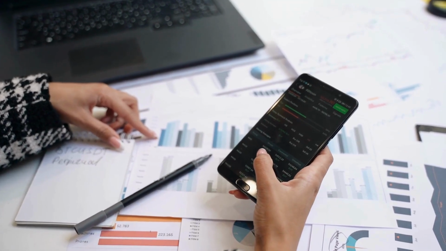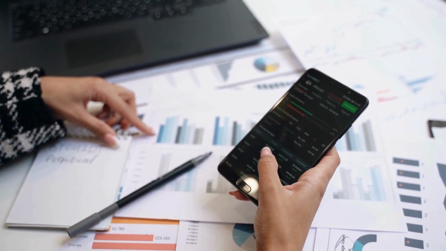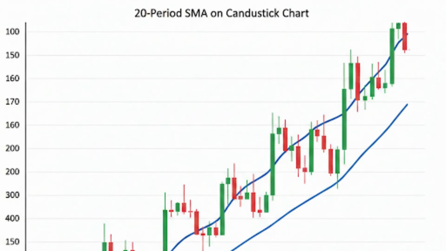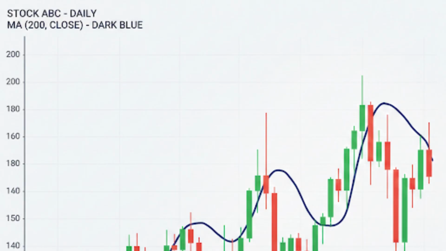4. Moving averages. 20, 50, 200 MA. 20 MA: short-term trend. Helps identify short-term momentum and pullbacks. 50 MA: medium-term trend. Useful for swing traders. Price above 50 MA, bullish. Below, bearish. 200 MA: long-term trend.